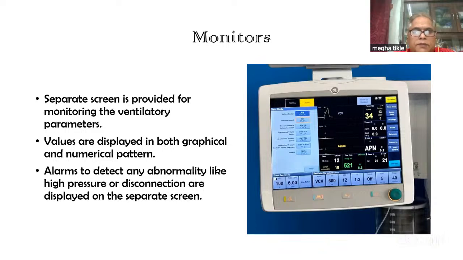Now, as I said, a separate screen is provided for monitoring the ventilatory parameters. Here, both graphical and numerical pattern is used. And alarms to detect any abnormality like high pressure or disconnection are displayed on the screen. And these are high priority alarms, so you can set them and use the anesthesia machine.